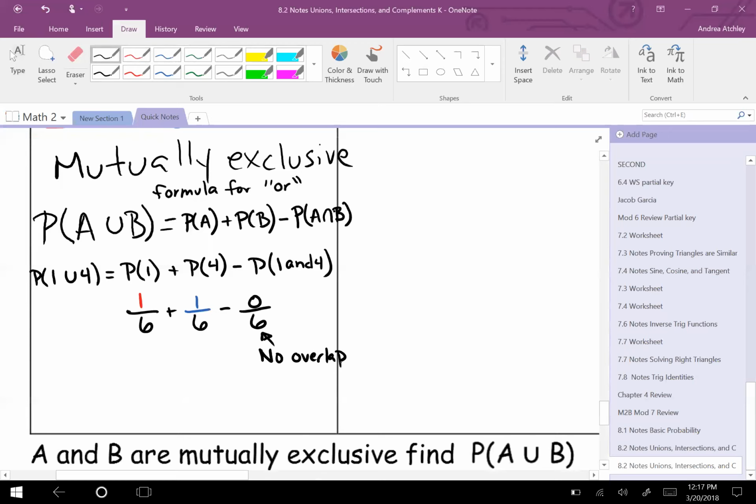Okay, that's what that 0 over 6 means. There's nothing that's both of those at the same time. So I just combine 1 plus 1 is 2 over 6, which is about 0.33. I move my decimal over with a line above it, right? It's going to be 0.333333. So this is 33%. Any questions over that? We're all good? Okay, next one.